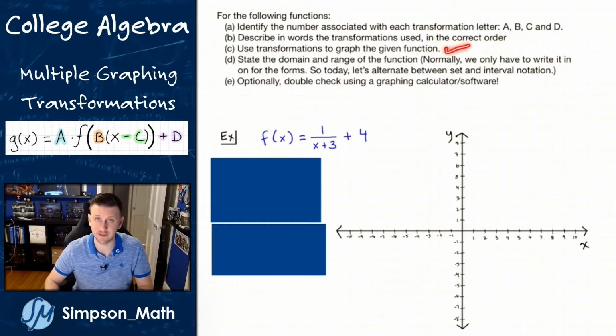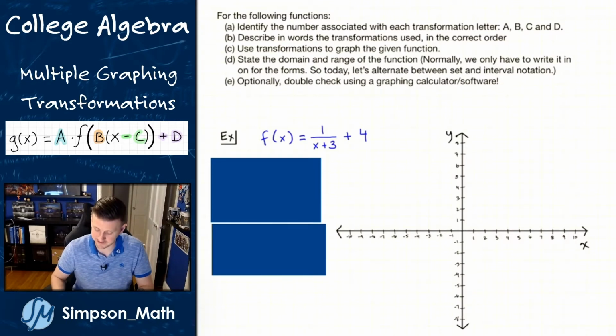Then we'll use the transformations to graph, and then we'll state the domain and range. This time, I'm just going to alternate between set and interval notation. You can pick, but I'll be alternating because normally we only have to write it in one form, so I want us to start practicing that. And then optionally, I'll leave this up to you, you can double check this in a graphing calculator or software.